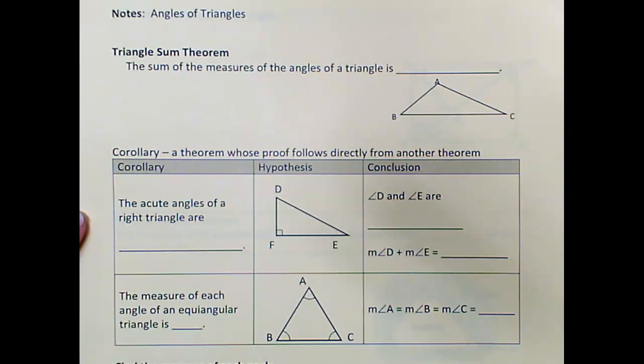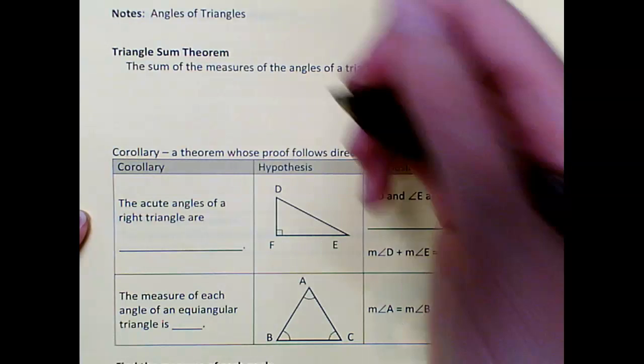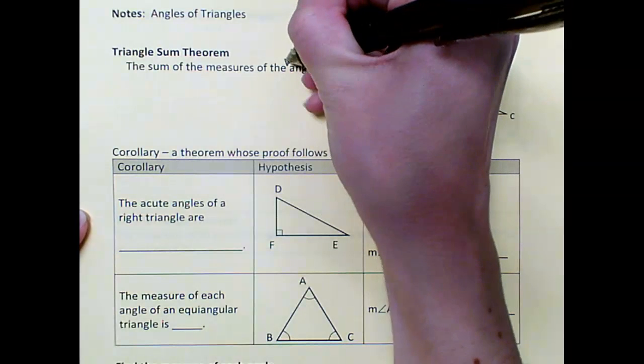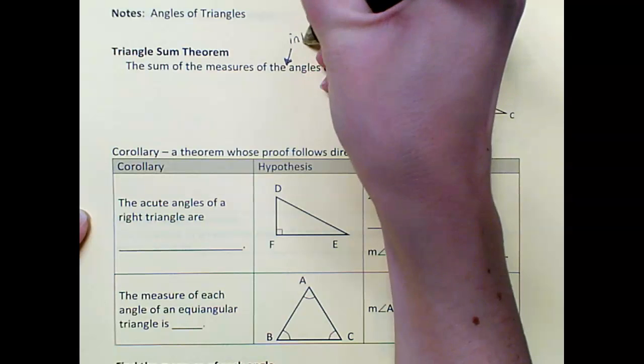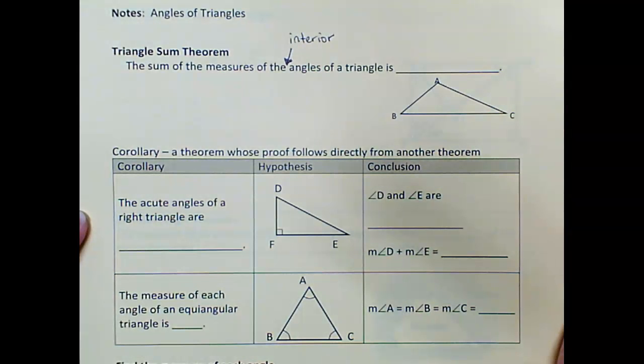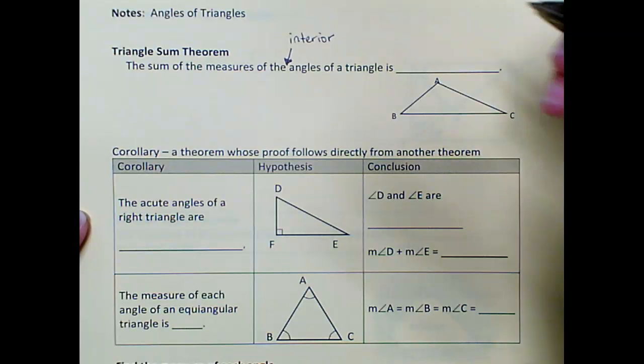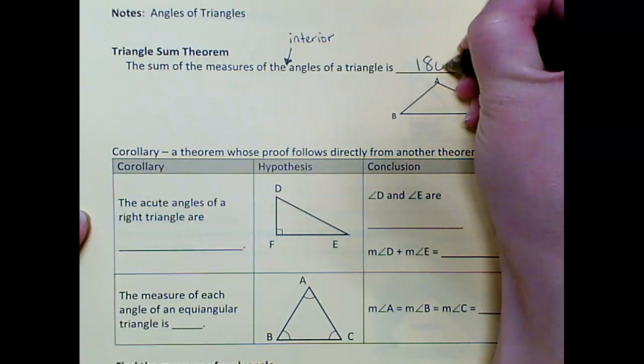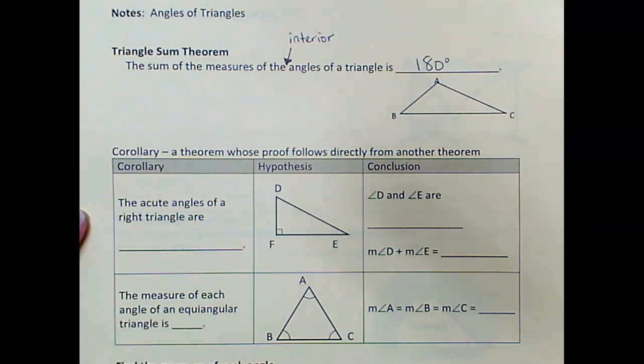It says, and there's a word we need to insert here, the sum of the measures of the interior angles of a triangle, so the ones that are inside of the triangle, all three of them, is 180 degrees. And this is something that a lot of you know from intermediate school, but you might have either forgotten or perhaps feel like you never learned it at all, but this is the Triangle Sum Theorem.